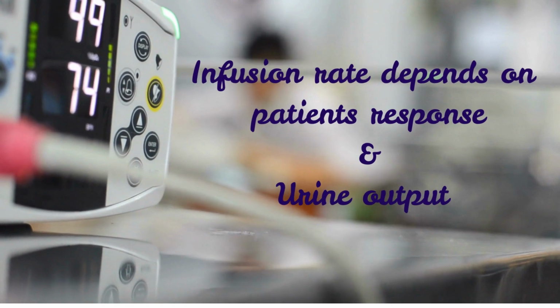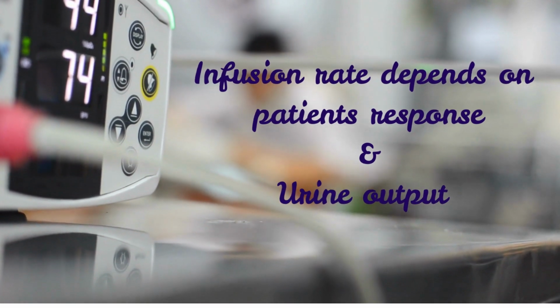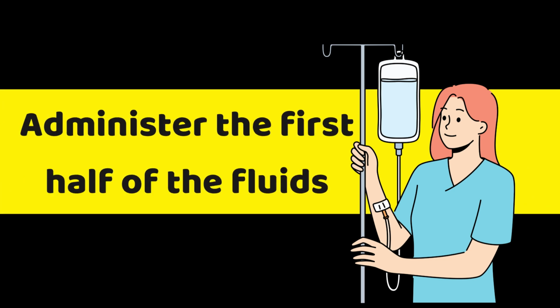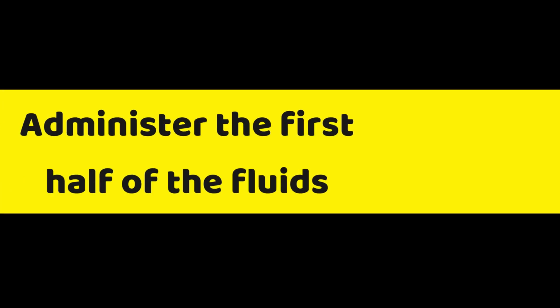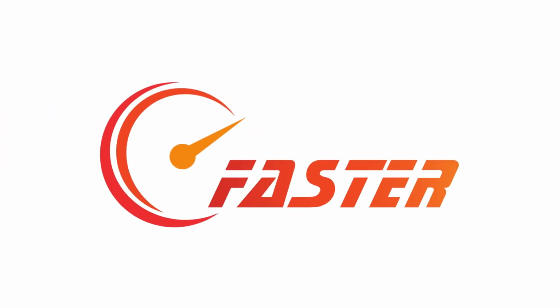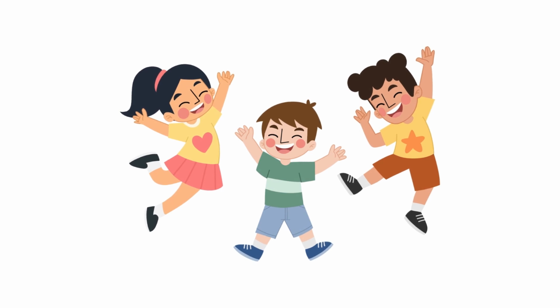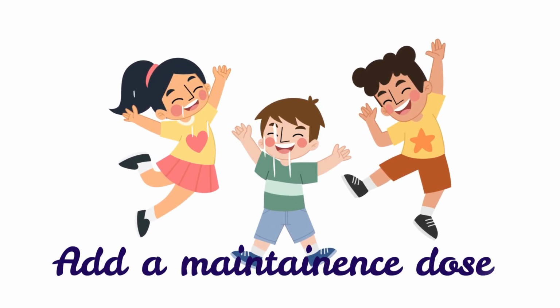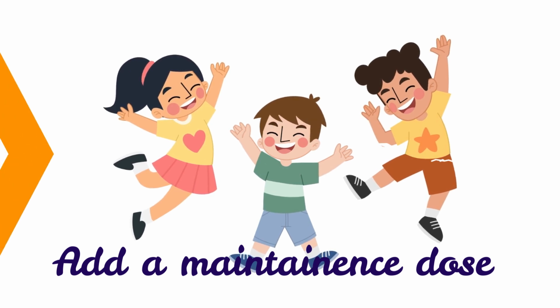The rate of infusion will vary according to the patient's response and urinary output. If there is a significant portion of time between the burn injury and the time of hospital admission, the first half of the fluid should still be administered within the 8 hours of the burn injury, but it's administered at a faster rate. In children, in addition to the fluid volume that we calculated using the Parkland's formula, you should also add a maintenance dose.